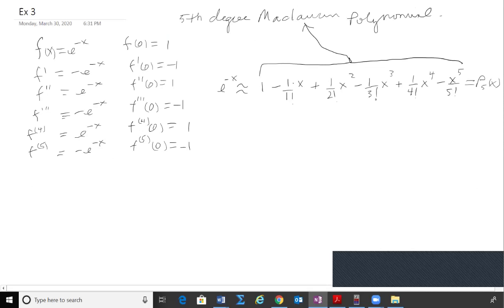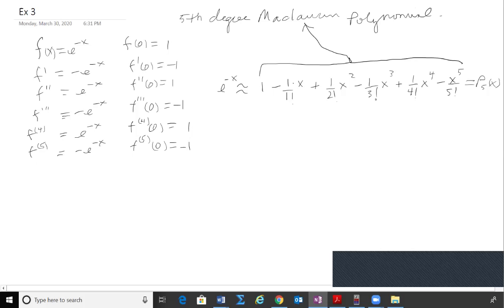Calculate those, I get these numbers, then come over and start putting them in as coefficients for these powers of x. So this is f of 0, which is a 1. This is f prime of 0 over 1 factorial. This is f double prime of 0 over 2 factorial. F triple prime of 0 over 3 factorial.